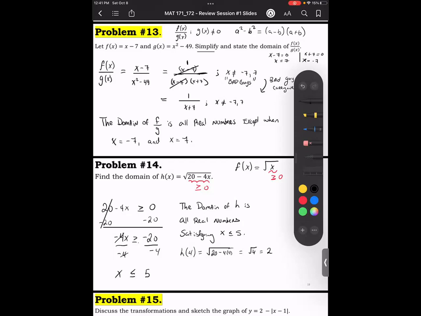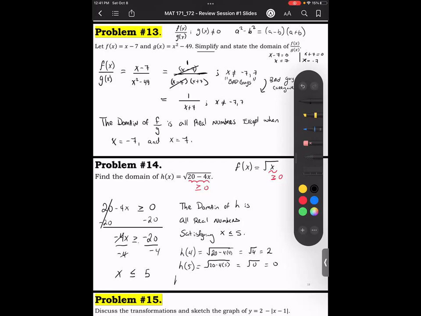You can see that when x is equal to 4, it's part of our domain. Similarly, when x is equal to 5, this will give you the square root of 20 minus 4 times 5, which is the square root of 20 minus 20, which is 0. That's still okay, right? Because we're getting back either a 0 or a positive number.